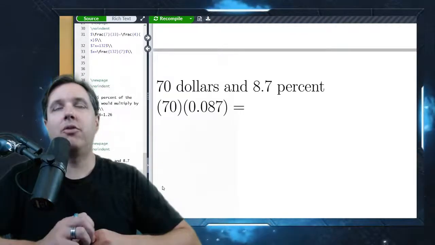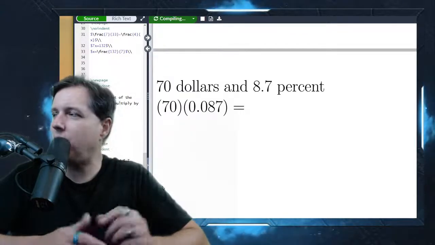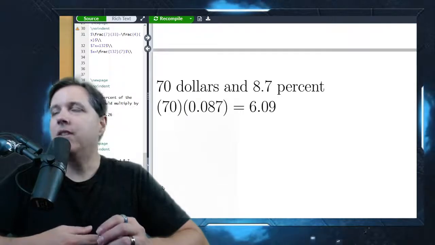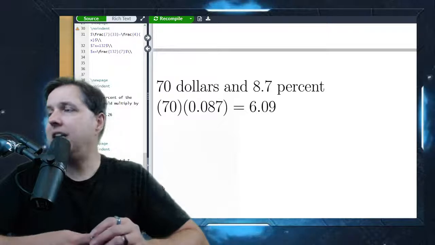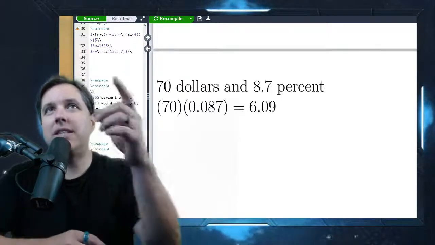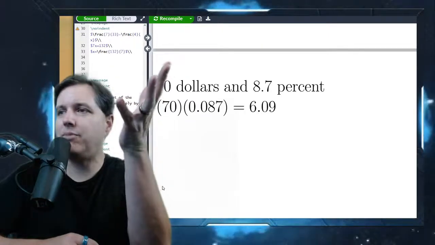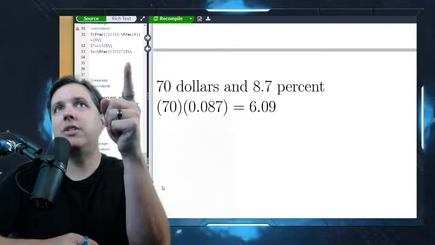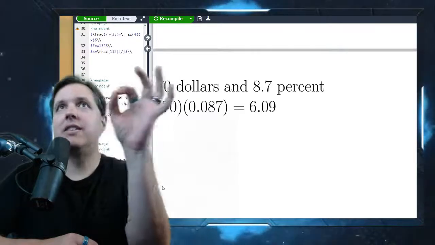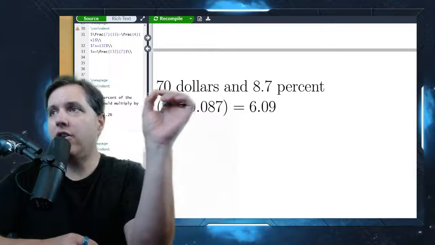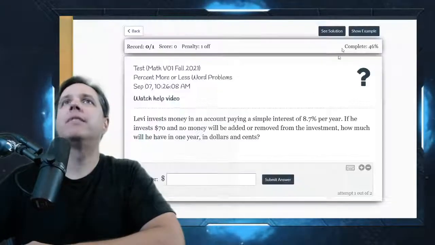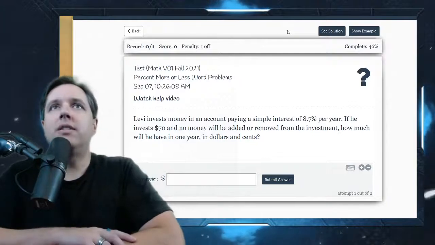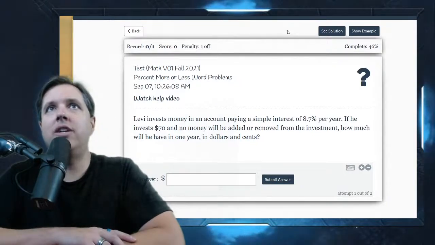So I get 6.09. Now we want to stop and ask ourselves, wait, what did I just calculate? Right? This is a good thing to be doing. Don't just plow ahead multiplying and dividing and stuff. Always ask yourself, wait, what is that 6.09? Do I even understand what I'm doing? The 6.09 is the interest that this individual earned on their account. Okay, but did they ask me for interest? Let's go back and look. Let's see. How much will he have in 1 year in dollars and cents?